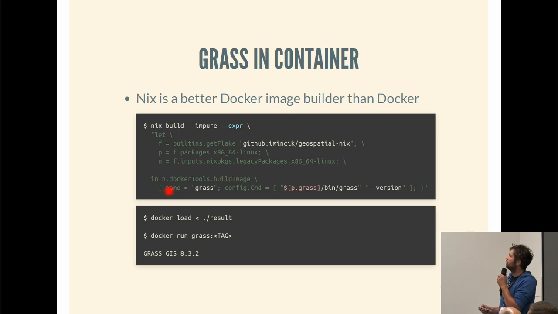And what's really needed to use in this function is the name of the image, called grass, and the command which I want to run when the container is starting, so it's grass version. And the result of this command will be a container image archive, which I can directly load to Docker, and if I run it, I have GRASS. So it's that easy to have a container image, no apt-get install, blah, blah, blah, I don't know what.